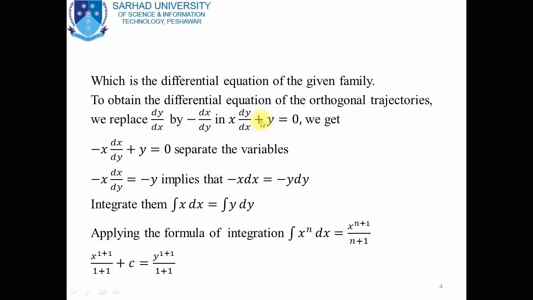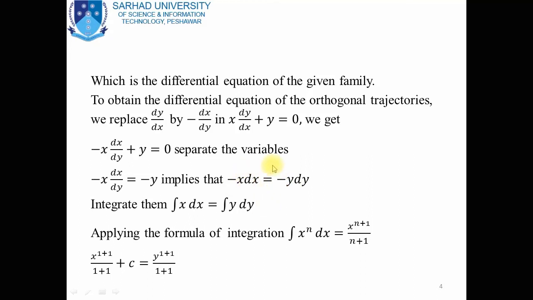In this equation we get x times minus dx by dy plus y equal to 0. Now by separation of variables we get minus x dx by dy is equal to minus y, and this implies that to separate the variables we obtain minus x dx is equal to minus y dy.